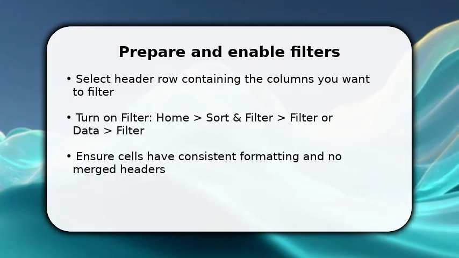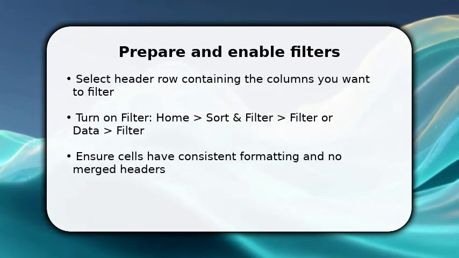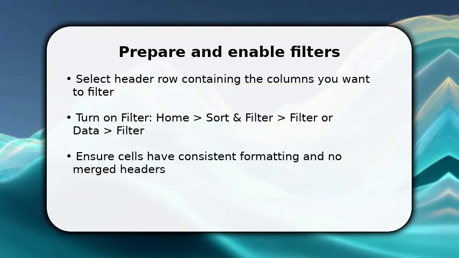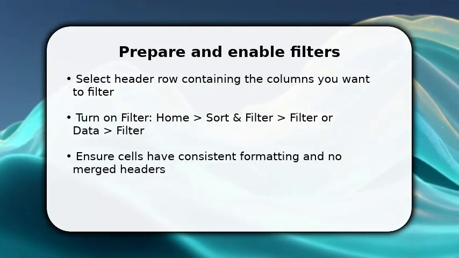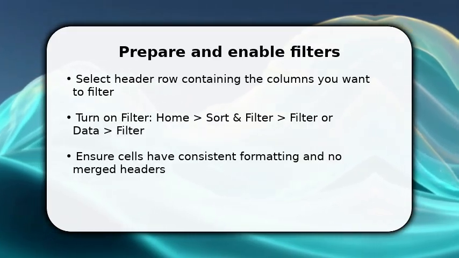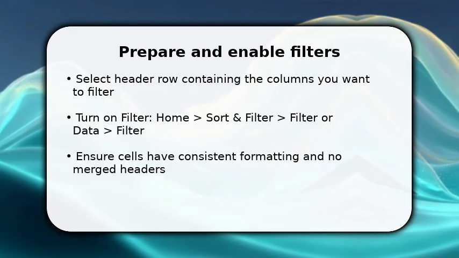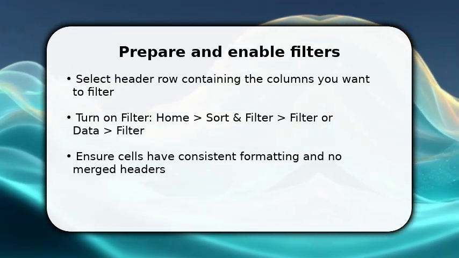You start by selecting the header row for the data you want to color filter. Once selected, enable Excel's filter feature from Data, Filter, or Home, Sort and Filter, Filter. Make sure headers are single, unmerged cells and that the column contains the values or formats you'll filter by, because inconsistent formatting prevents color rules from applying correctly.